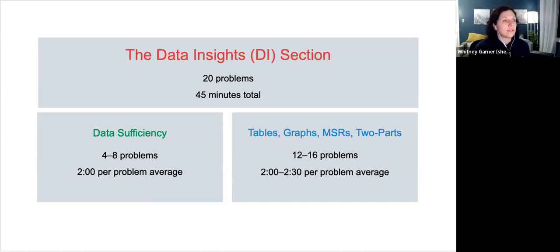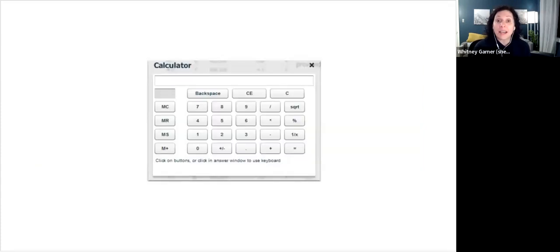Now, much like everything else in the data insights section, you will have a calculator in order to solve these problems. That said, now that data sufficiency is moving more firmly into the data insights section, we are losing a lot of the pure math forms of data sufficiency and instead moving into more logic-based questions. So you do have the calculator if you need it, if you find it useful, and there will be times where you will want it.